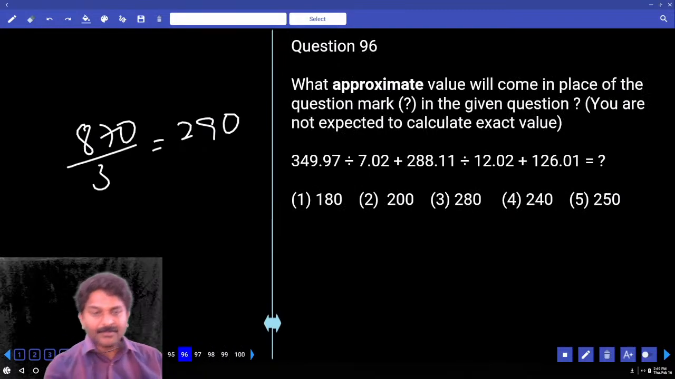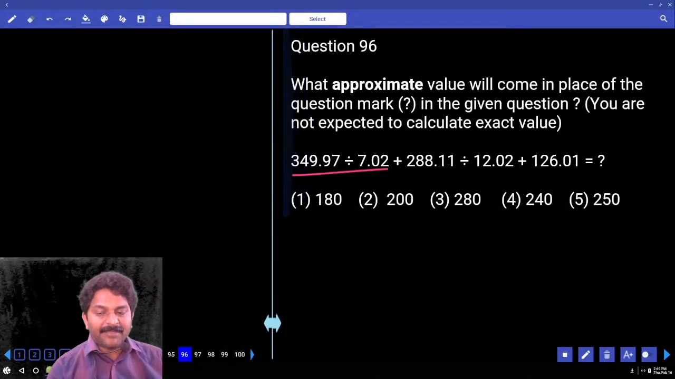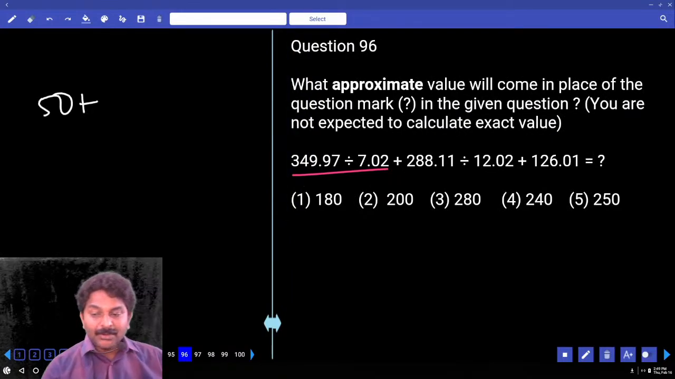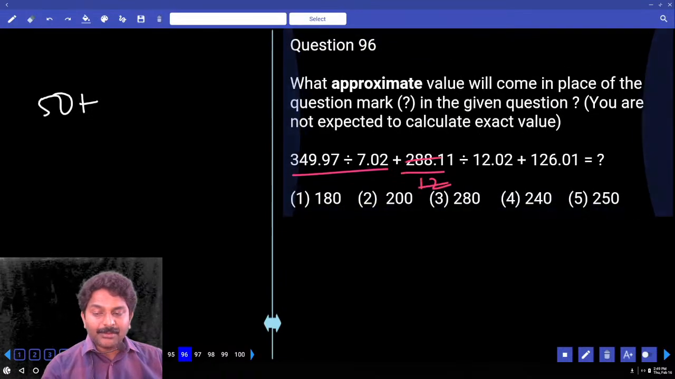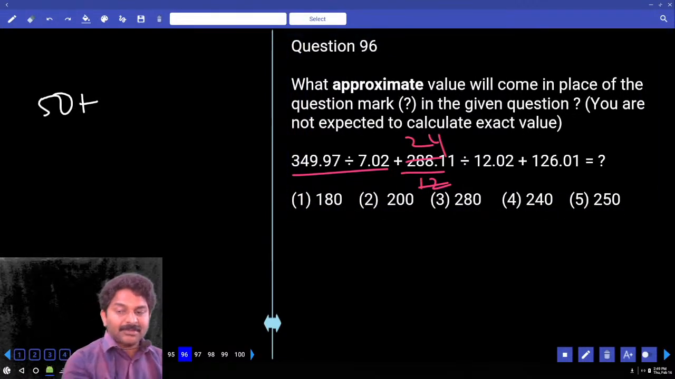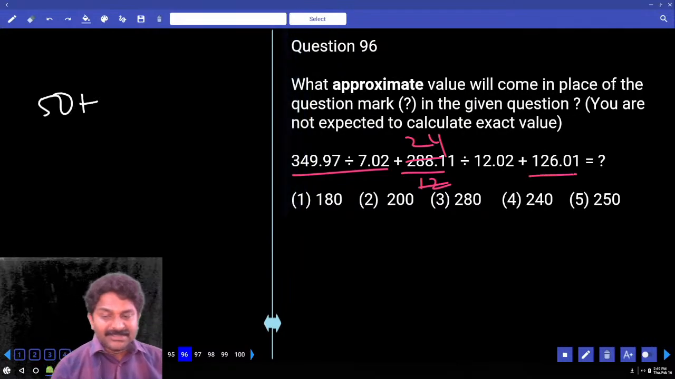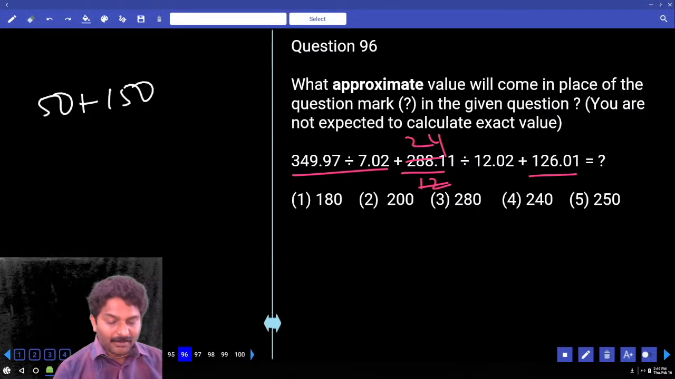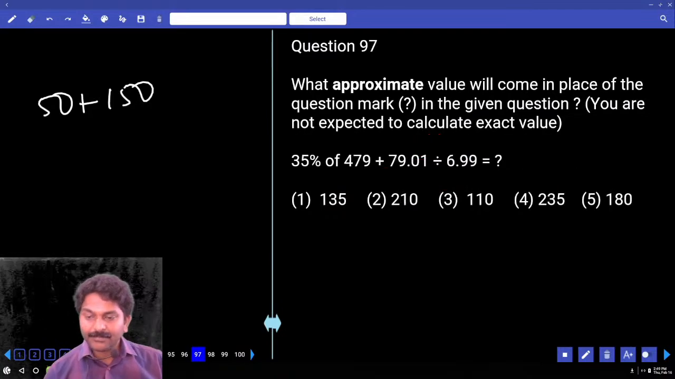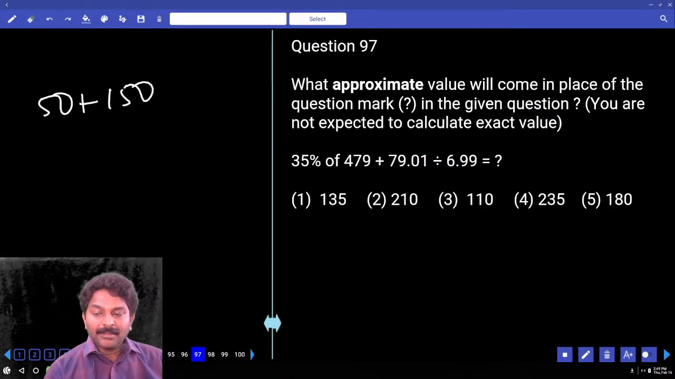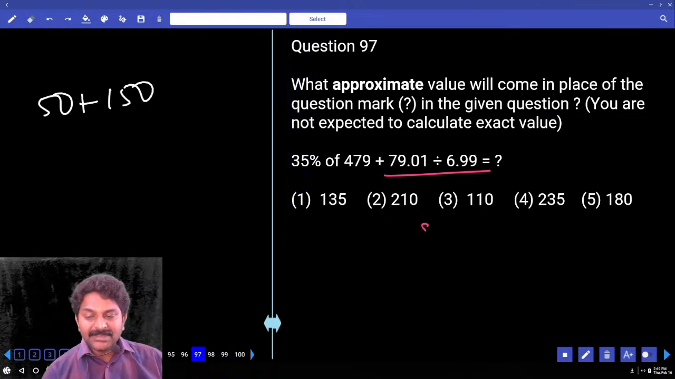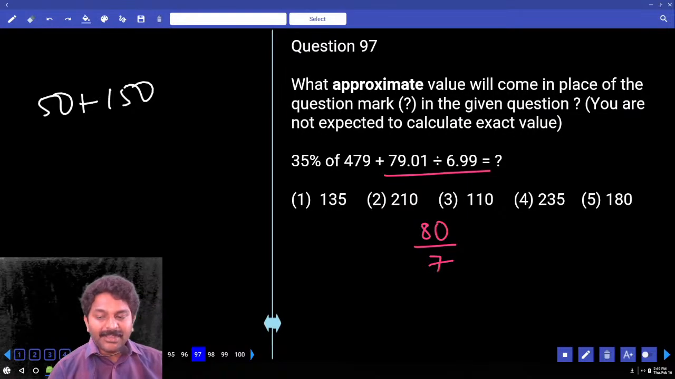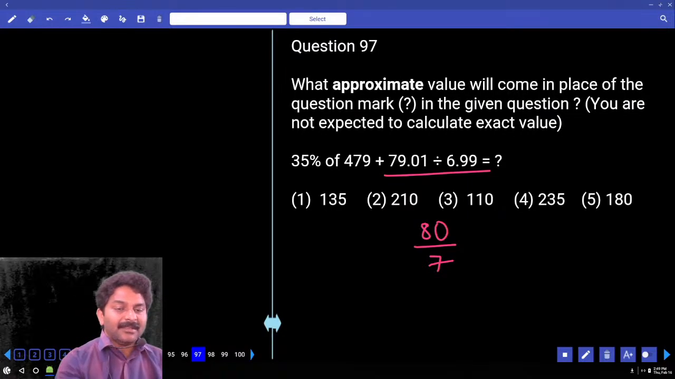Approximations. 350 by 5. 350 by 7. 50 plus 288 by 12. 12 2 times and then 4 times. 24 plus 126. 150. Answer, 200. Right. Can we write it as 80 divided by 7? 7 how many times is 80? 11 times.